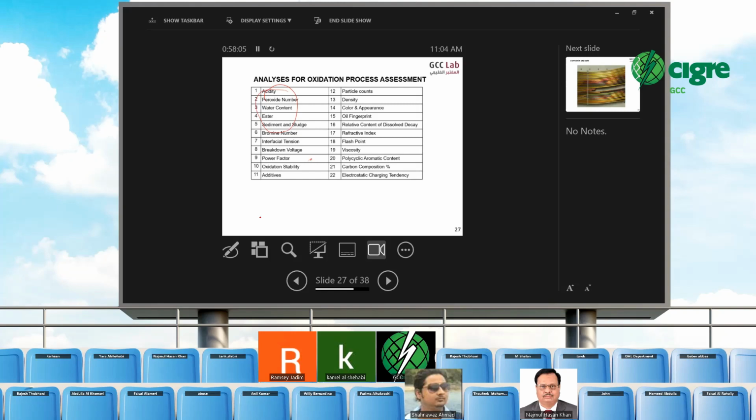Power factor also is important. It tells me if you have elements, if you have copper ions, if you have iron ions, which are usually from the core, and copper from the winding. If they are in the oil, this can affect the oxidation of the oil actually. And the power factor gives me information. Very high power factor means you have metal ions in your transformer.